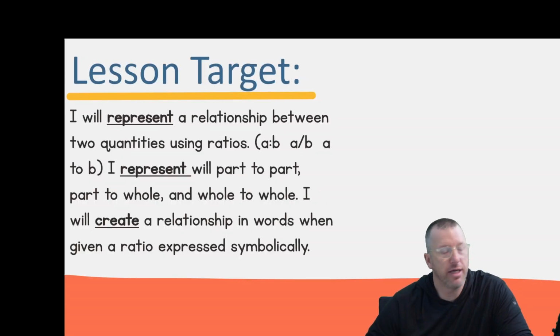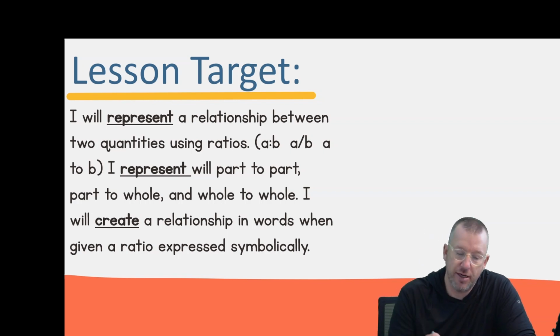All right. So, like I said, today we're going to learn to represent a relationship between two quantities or values. You're going to use these things called ratios. We're going to use those formats that you see right there: A colon B, A over B. You're going to say A to B, all kinds of different ways.